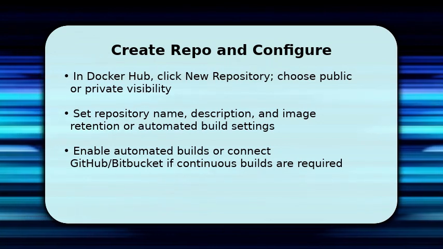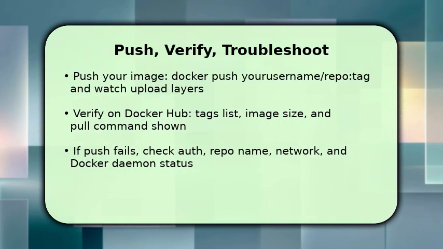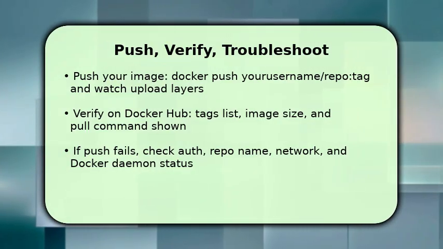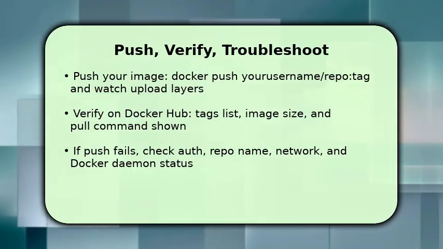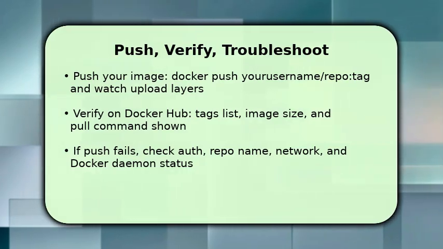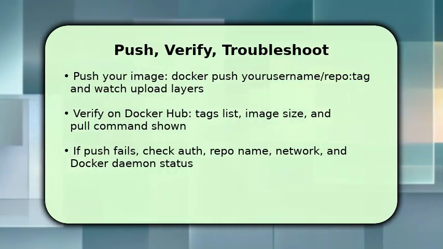You push the image with docker push your-username/repo:tag, and observe uploaded layers. Progress shows successful transfer. Once complete, verify the repo on Docker Hub. Confirm the tag appears, inspect size, and the pull command. Use docker pull to test retrieval.